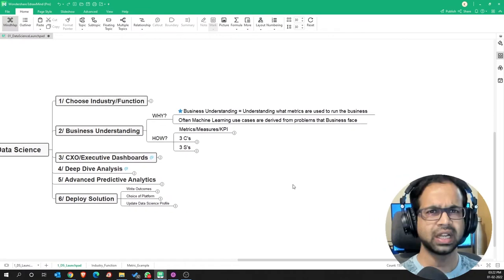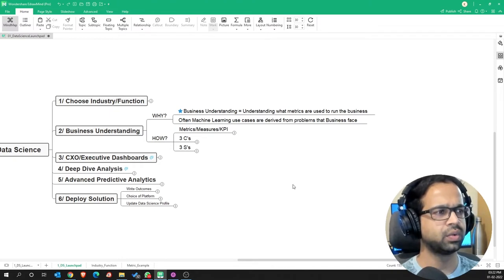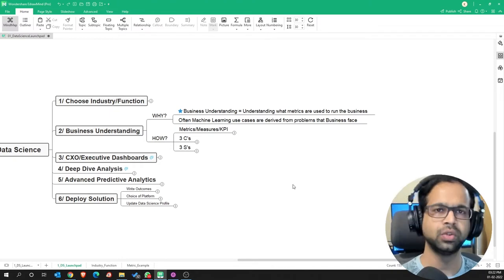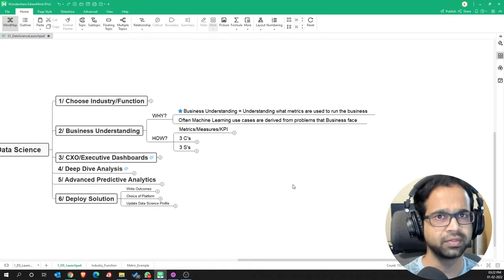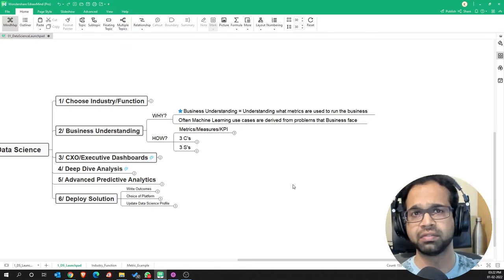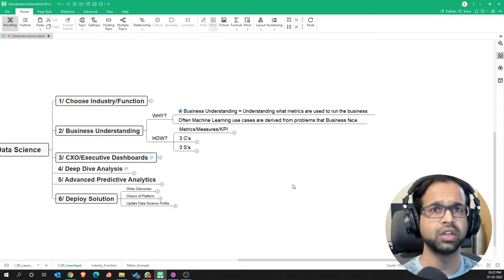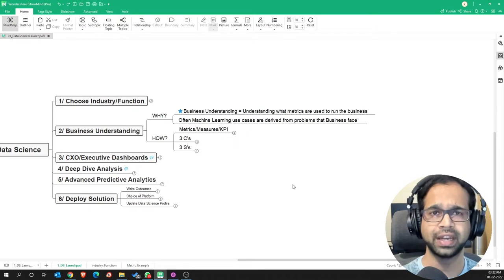Business understanding. Now you want to understand this business deeply. Why does it matter? Business understanding is equal to understanding what metrics are used to run the business. Often, machine learning use cases are derived from the problem statements that businesses face. This is going to be crucial to have a high level view of why you are using machine learning or AI to solve a problem.